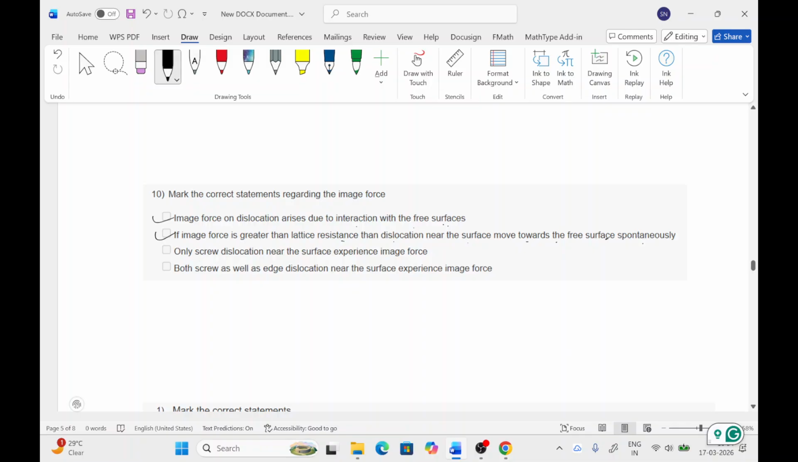The third option says only a screw dislocation near the surface experiences image force. No, both screw and edge experience the image force. So both screw as well as edge dislocations near the surface experience image force. So the fourth option is also correct.